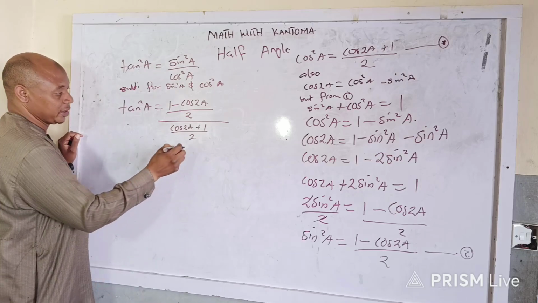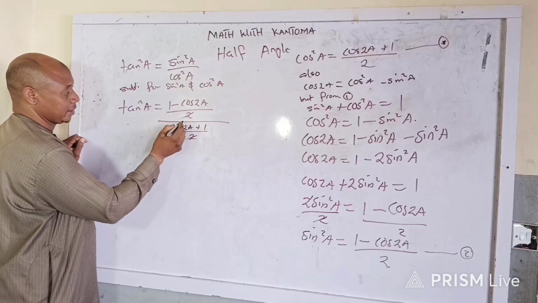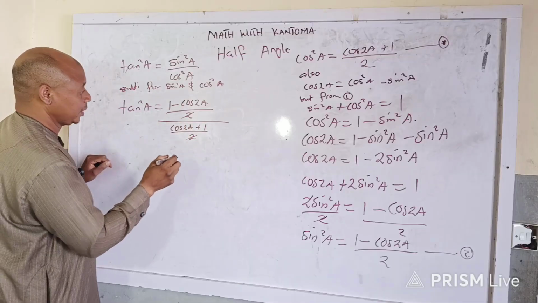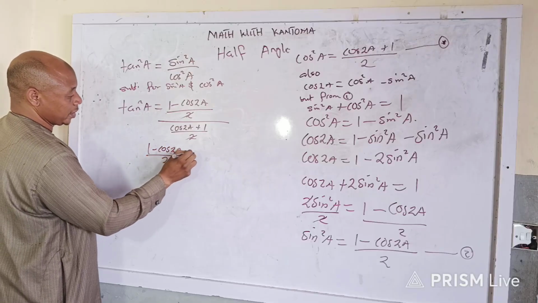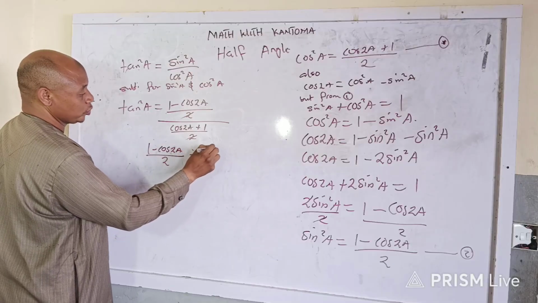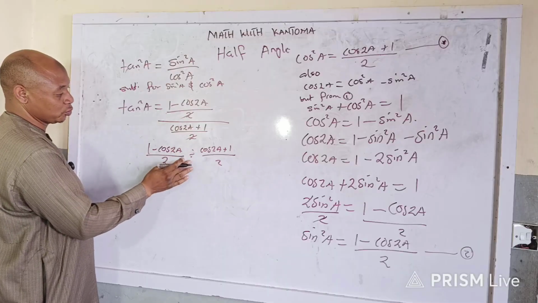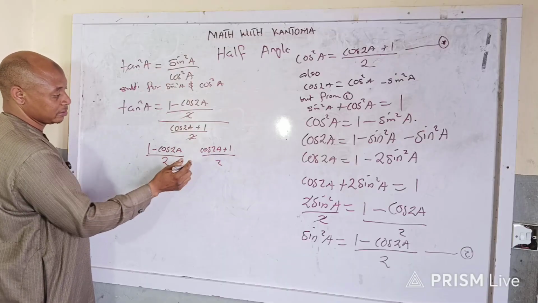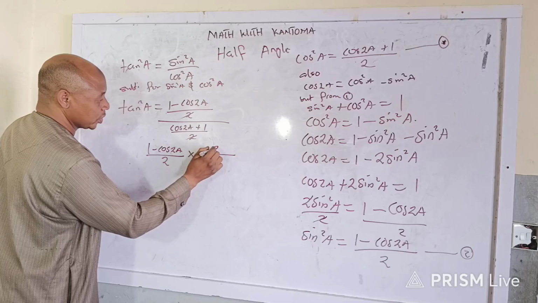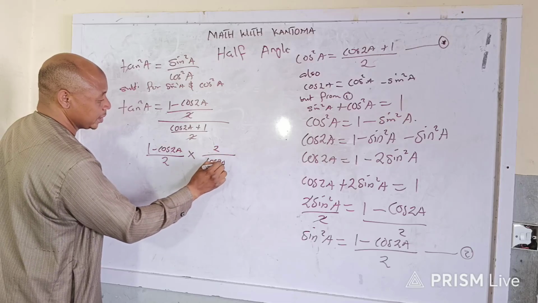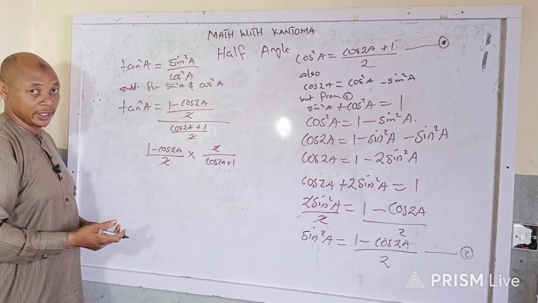So from here, you believe with me that these two will cancel these two, or if you like, if it's confusing, then I can write this as 1 minus cos 2A divided by 2, divided by cos 2A plus 1 also over 2. So now this division can change into multiplication by taking the reciprocal of this very fraction. So this will now be multiplication, and this will now come down while this will go up. So I have 2 over cos 2A plus 1. So from here, these two can cancel these two. So you see it's still the same thing here, right?